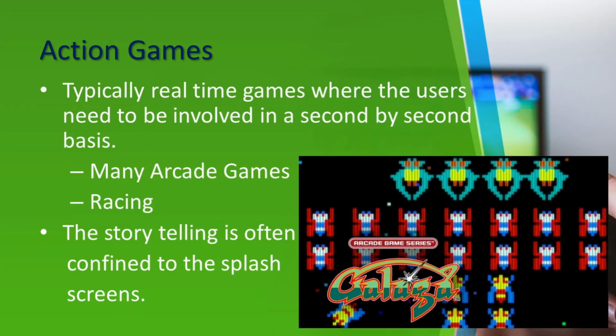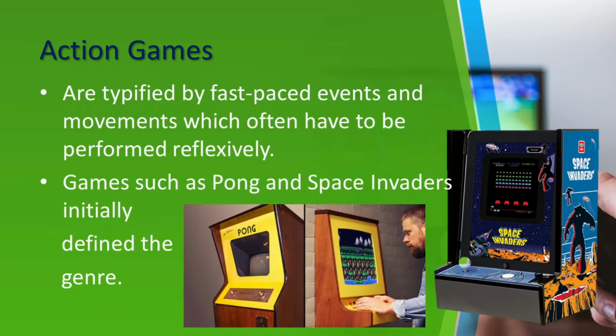in real time. Okay? Meaning, in order for you to play these games, you must have hand and eye coordination. You must have the proper reflexes in order to perform actions or combos or mechanics within this game. The storytelling is often confined to the splash screen. A splash screen is basically a short video that will be played during your game. It could be in the beginning, during the game, or at the end of the game. They are typified by fast-paced events and movements which often have to be performed reflexively.